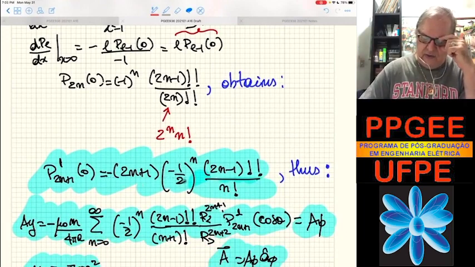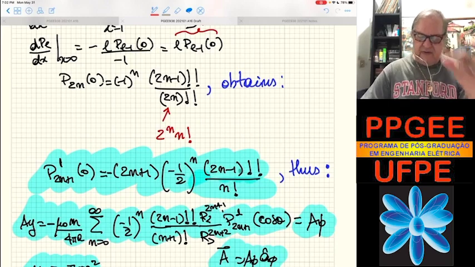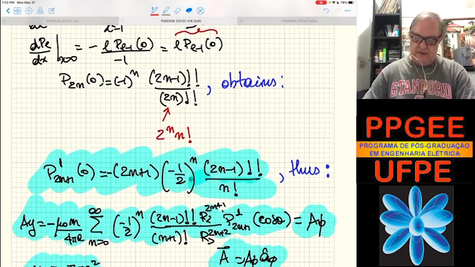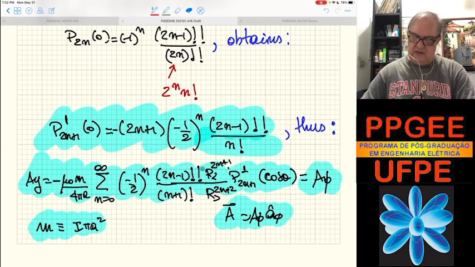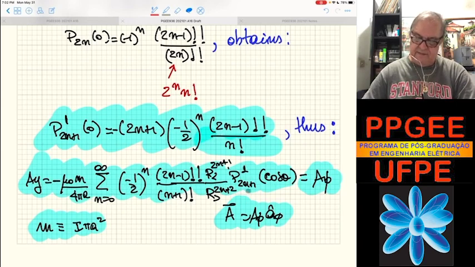So the 2 to the n is this term here, n factorial, 2n minus 1 factorial. Then we have the final, lowest-order terms formula. It depends like this, P_{2n+1}^1 of cosine theta.